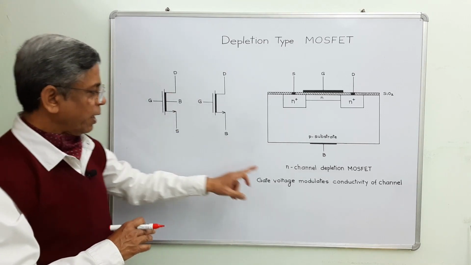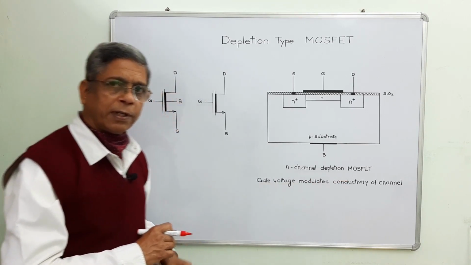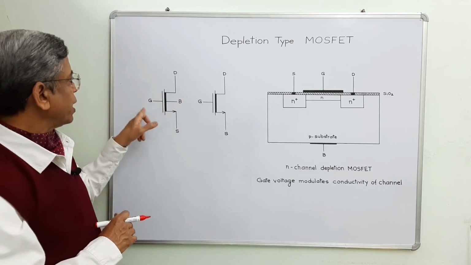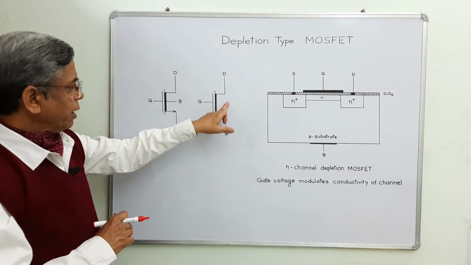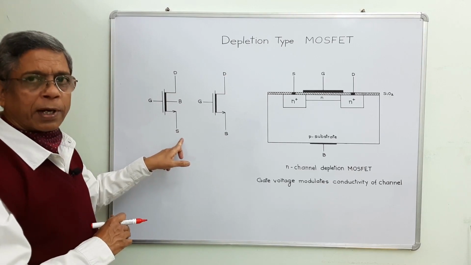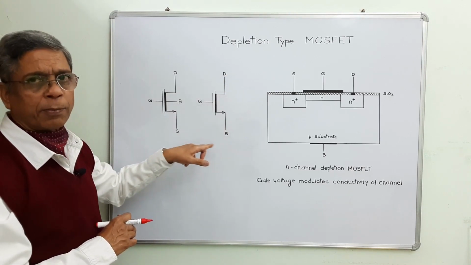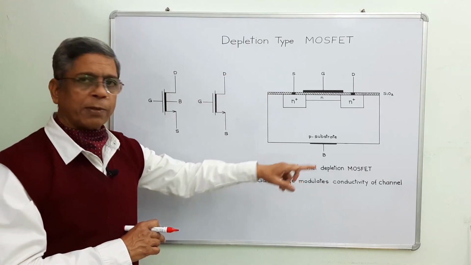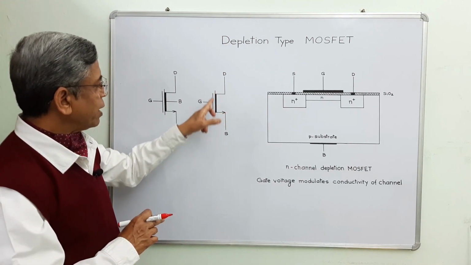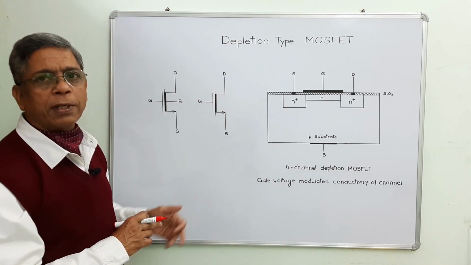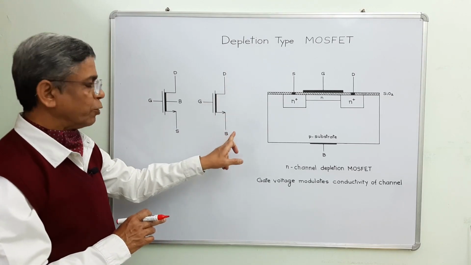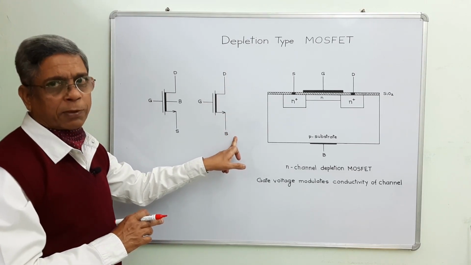This is the symbol of N-channel depletion MOSFET, and this is source, body, gate and drain. In this symbol, body and source are interconnected. So this is simplified symbol for N-channel depletion MOSFET, and the thick line indicates there is already a channel between drain and source implanted at the time of fabrication.